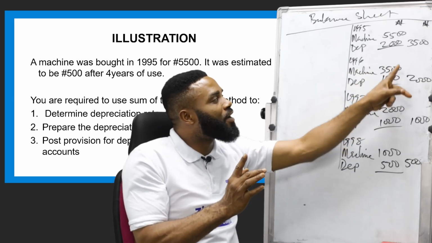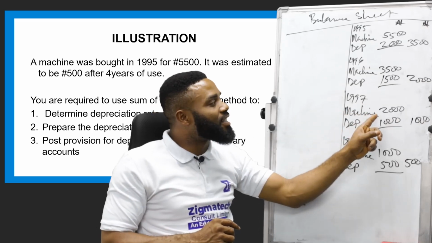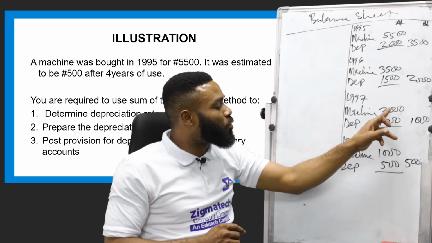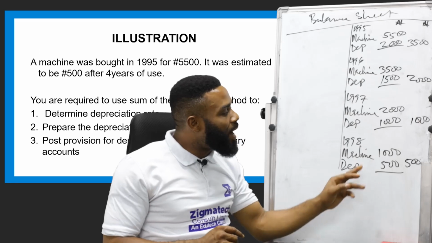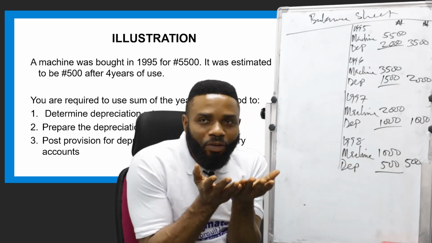When you subtract 1,500 from it, you have what? 2,000. When you come to 1997, look at the asset that you are using, 5,500. It has dropped to this. Now, until it gets to 1998. By 1998, your asset is just 500 naira worth of value.